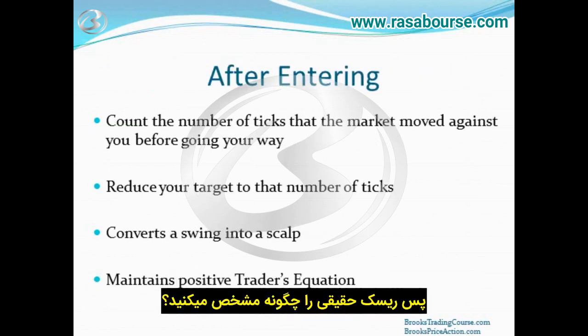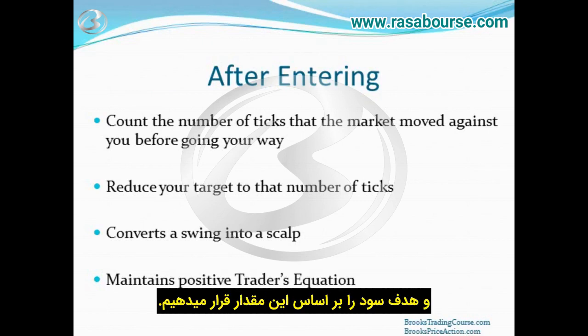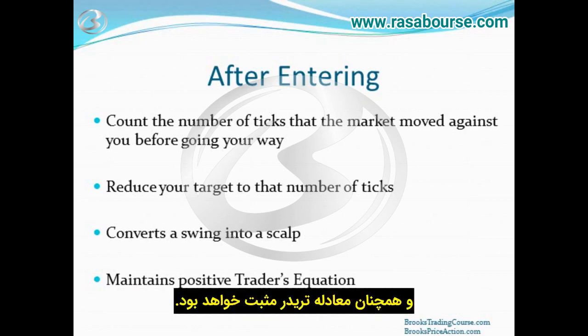So how do you determine the actual risk? After you enter, you count the number of ticks that the market moved against you before it started going your way, and you reduce your target to that number of ticks, and that converts the swing into a scalp, and it maintains a positive trader's equation.